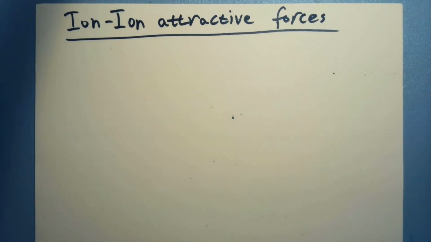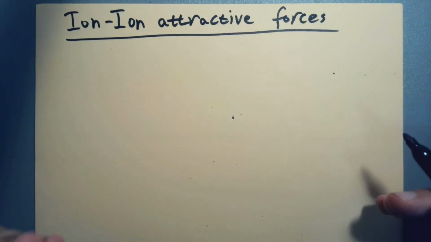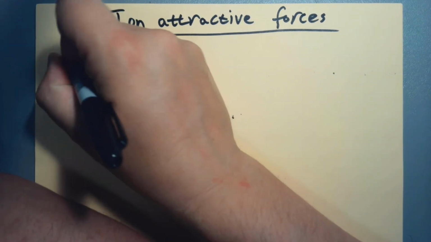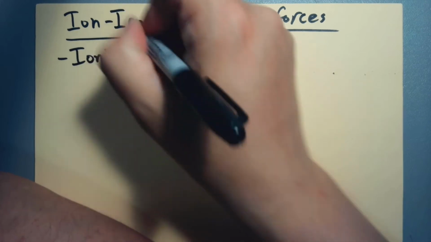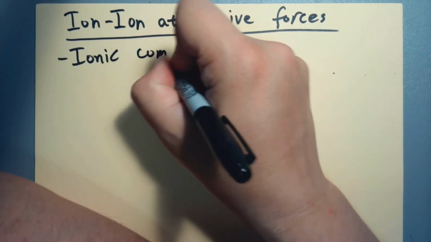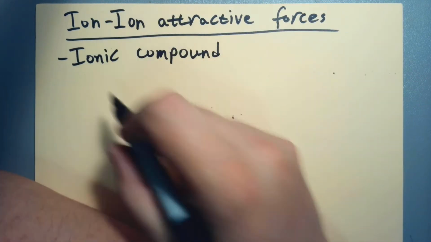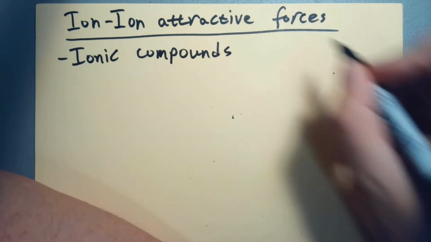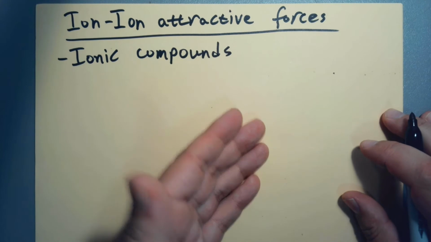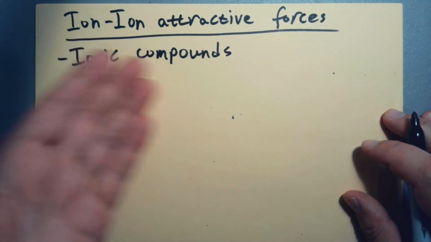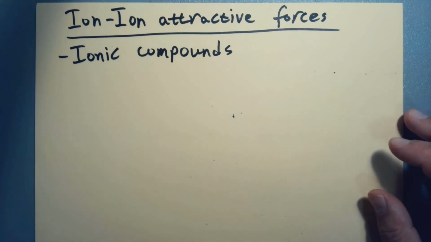Okay, so we're going to talk about the strongest attractive force first, which is ion-ion. This is going to be present in all ionic compounds. If you see an ionic compound, it has ions, and they are attracted to each other with ion-ion attractive forces. If you see a metal and a non-metal, ion-ion attractive forces. You see a polyatomic ion, you know you've got ion-ion attractive forces in there.